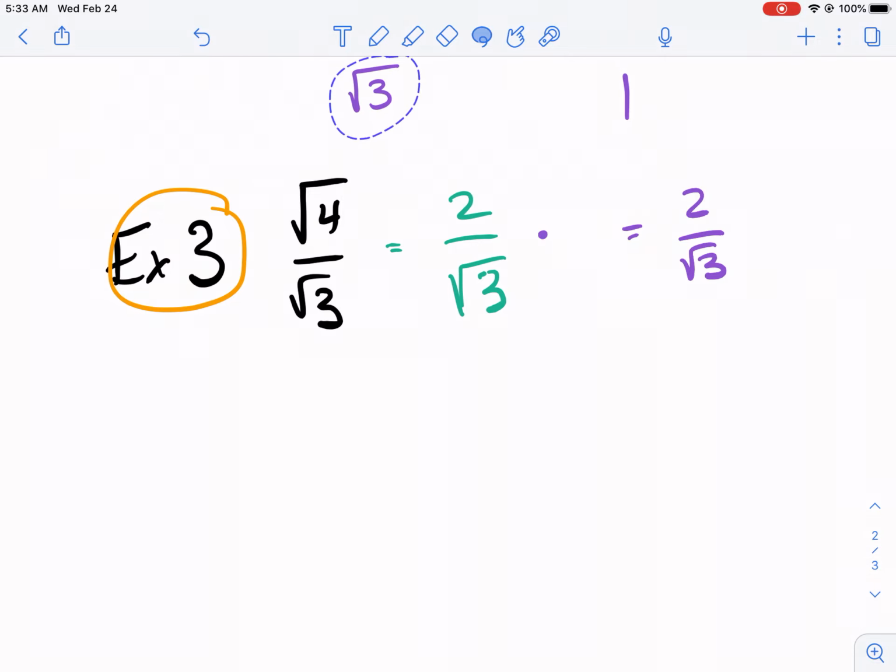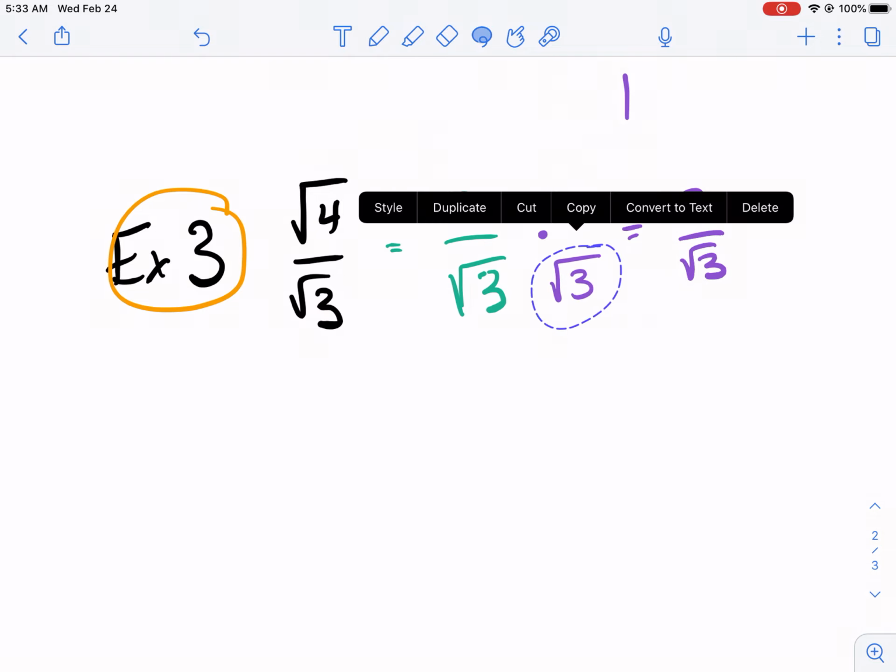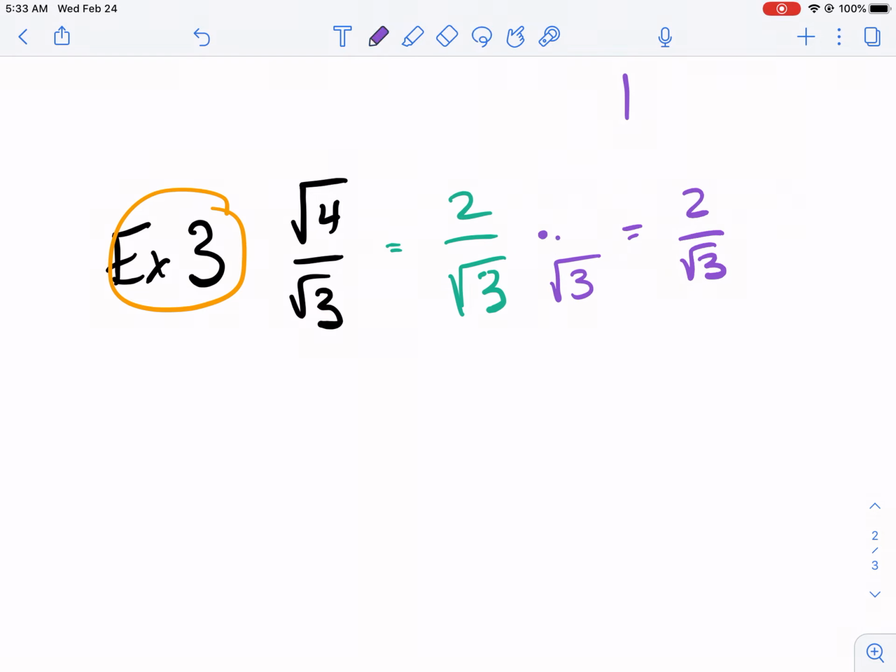Well, if I put this radical 3 over here, what I do instead is I go radical 3 over radical 3. Now this value becomes equal to 1. It's essentially multiplying by 1. So what I'm doing now is I'm changing the look of the expression, but I'm not changing the value of the expression. I'm just changing how it looks, okay? Square root of 3 divided by square root of 3 equals 1, in case you weren't following that.